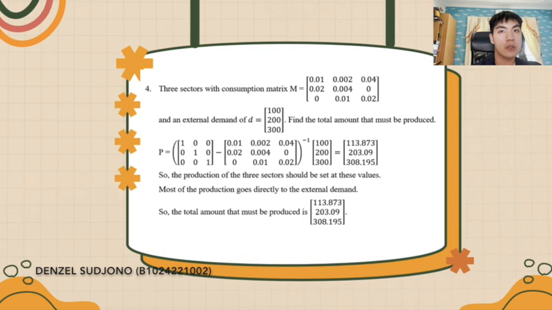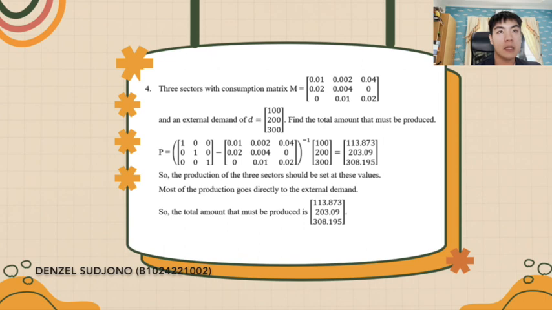As usual, we are going to use the formula P equals the matrix 1, 0, 0, 0, 1, 0, 0, 0, 1 minus the consumption matrix, which is 0.01, 0.002, 0.04, 0.02, 0.004, 0, 0, 0.01, and 0.02, to the power of negative 1. And we multiply it with the external demand of 100, 200, and 300.